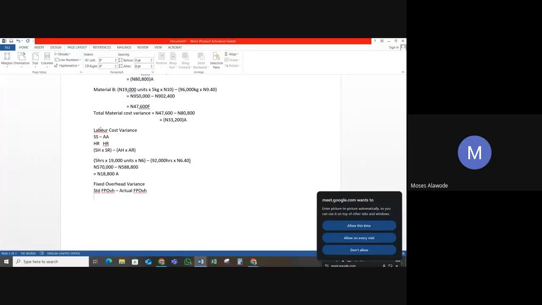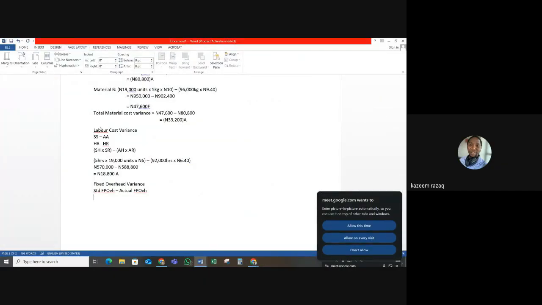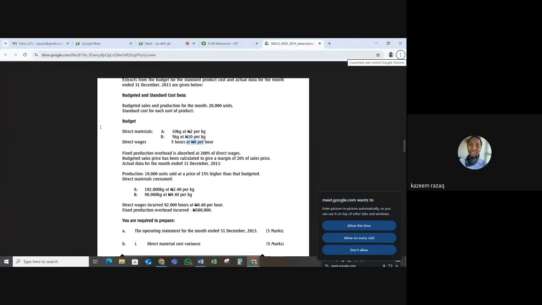So what's the standard fixed production overhead? It is 5 hours, because fixed overhead is absorbed using direct wages. So we have 5 hours multiplied by 19,000 units, times our fixed production overhead rate. 200% of 6 naira is 12 naira. That's the standard. Minus what is the actual fixed production overhead?